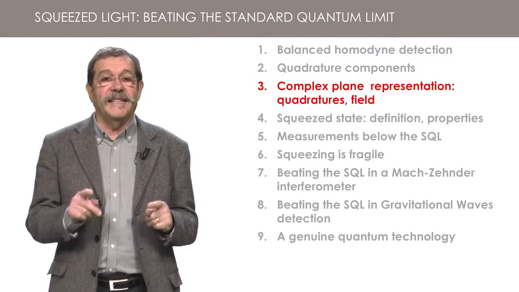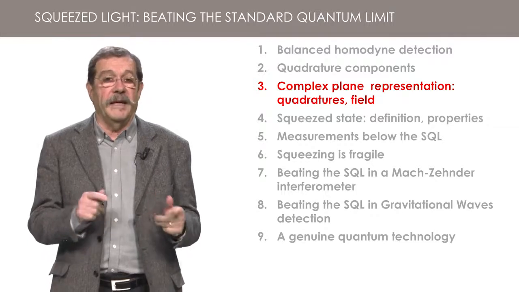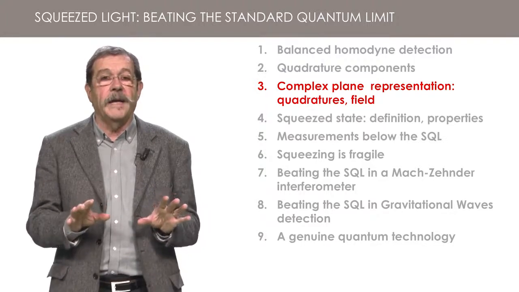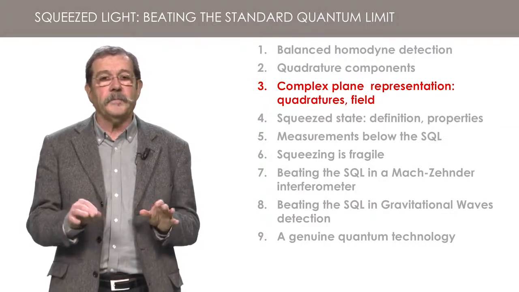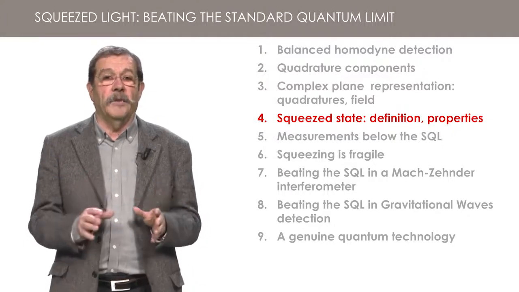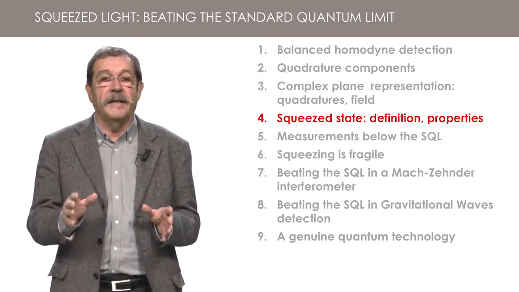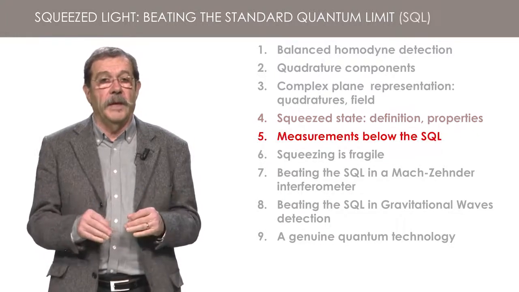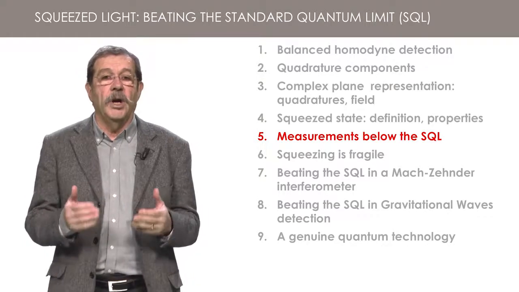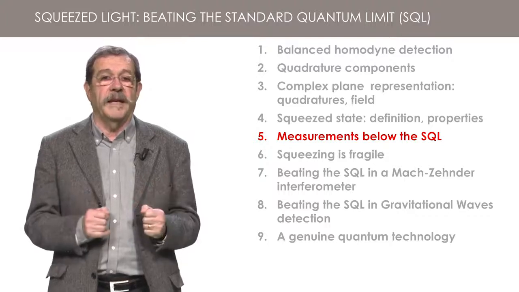You will then see in Section 3 how these quadratures and the field itself can be represented in a very useful way in the complex plane. In Section 4, you will enter the heart of the lesson with the definition of squeezed states of light and their properties. In Section 5, you will have some general presentations of how squeezed light may allow one to beat the standard quantum limit.